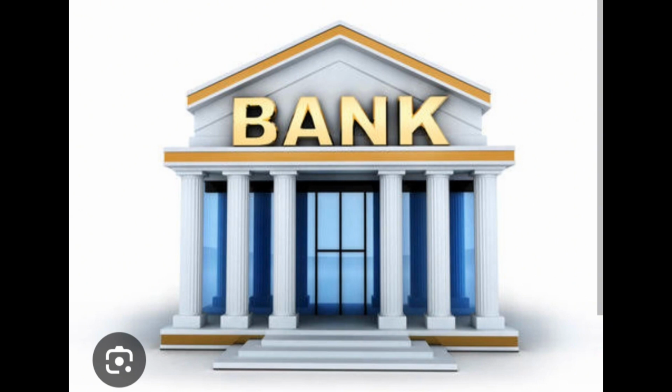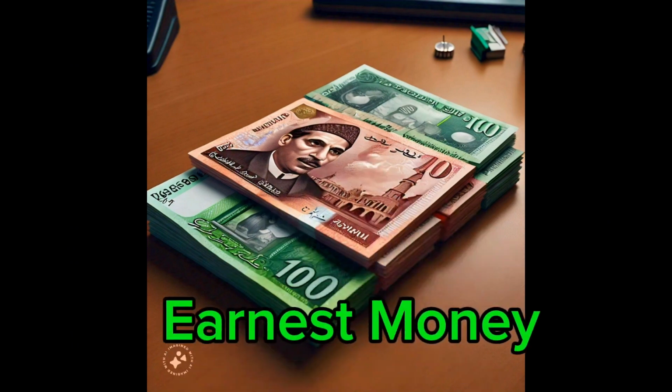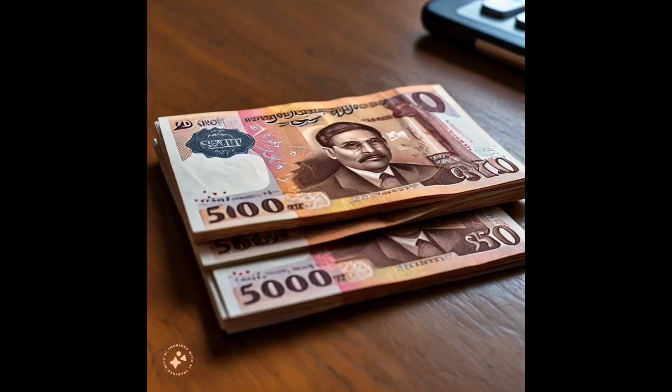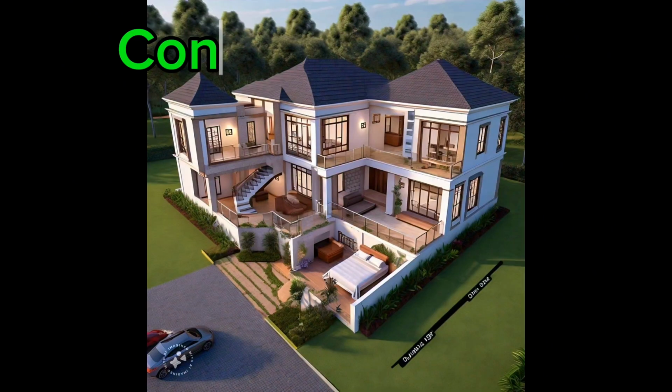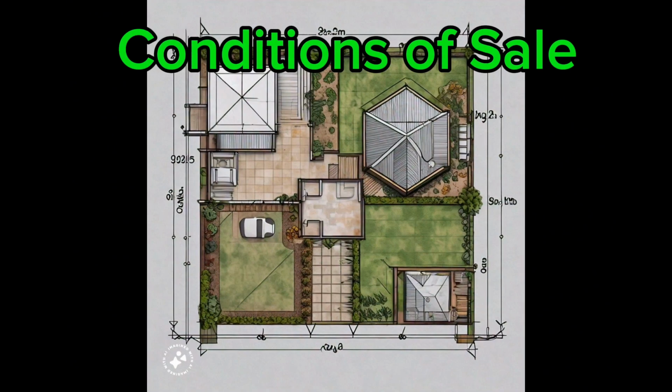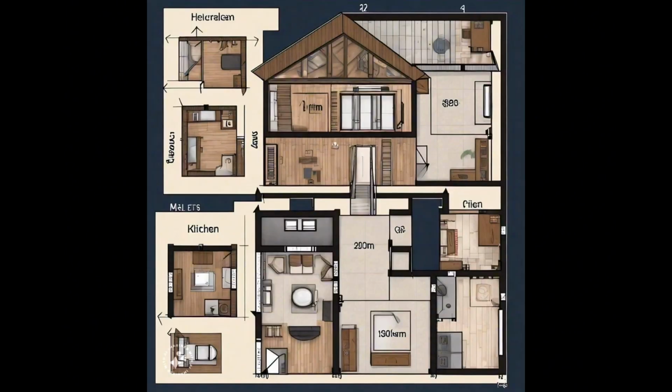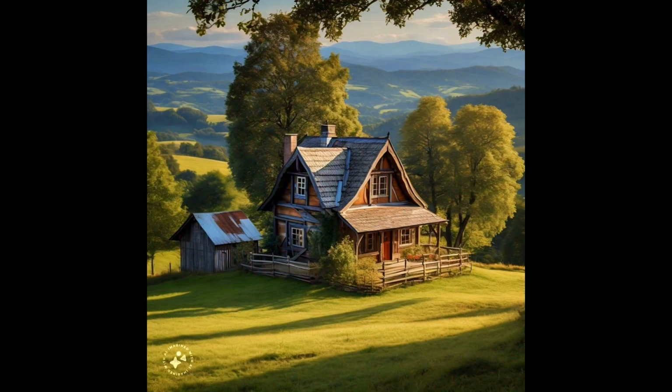5. Earnest money/deposit: specify the amount of earnest money or deposit, if any, required to secure the agreement, as well as the conditions under which it will be refunded or forfeited. 6. Conditions of sale: include any conditions that must be met before the sale is finalized, such as obtaining financing, satisfactory inspection results, or the resolution of any legal issues related to the property.